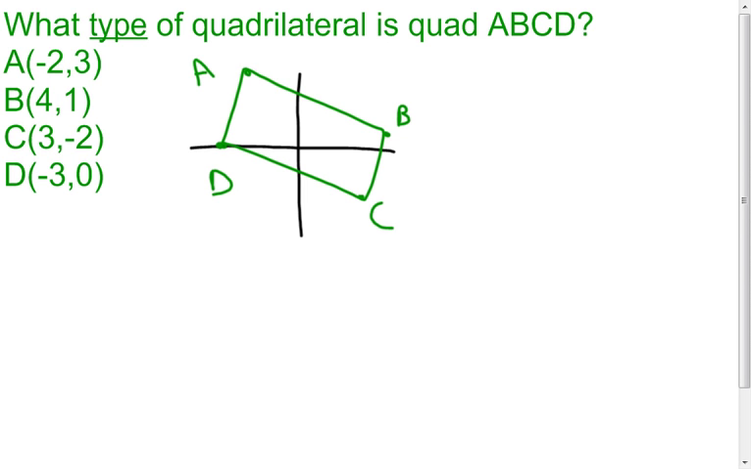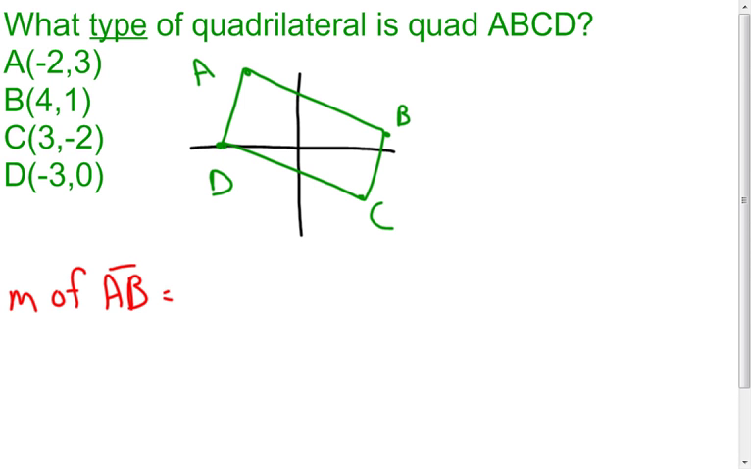And now I want to figure out what kind is it. So is it a parallelogram? Maybe it's a rectangle, maybe it's a rhombus, maybe it's a square. So the first thing that I'm going to do is calculate the slopes of the 4 sides. So I'm going to find the slope to start of segment AB.